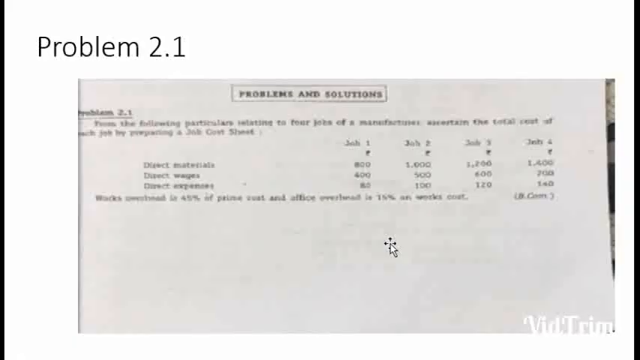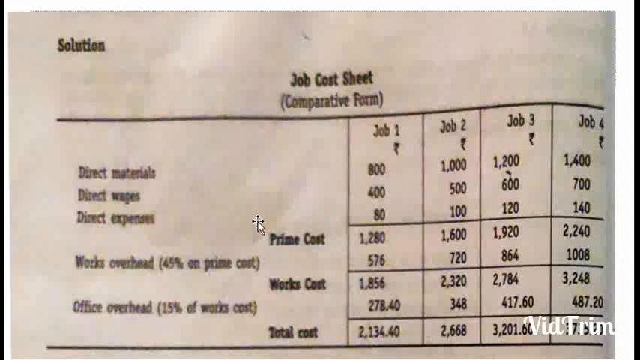So what is the question stated? Works overhead is 45%. After prime cost, your next is works cost, or factory overhead, or works overhead. It's either called works cost or factory cost. So here they have stated works overhead is 45% of prime cost. Yes. So 1280 is your prime cost. 45% of it is how much? 1280 into 45% will give you 576.